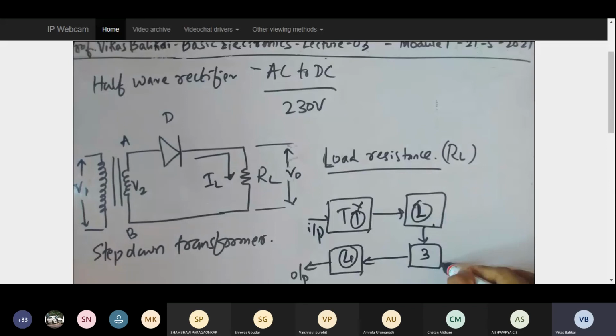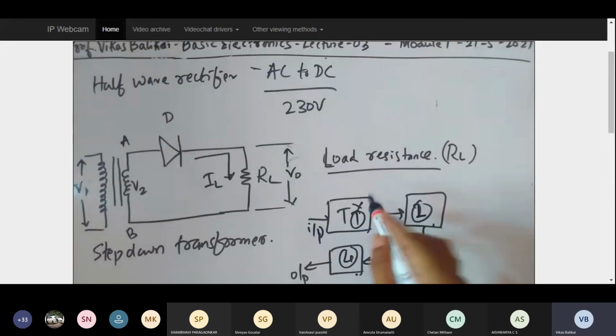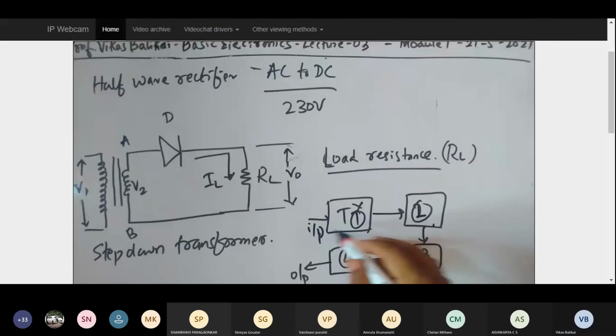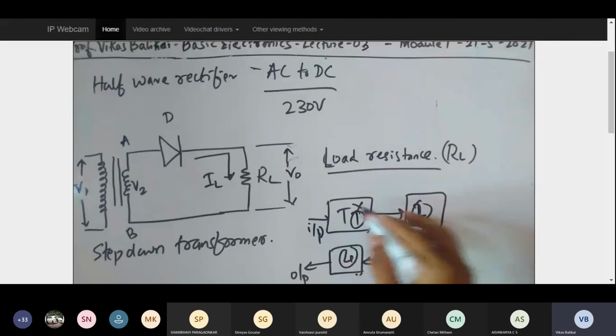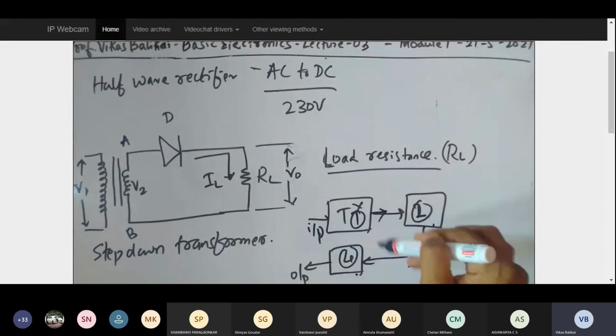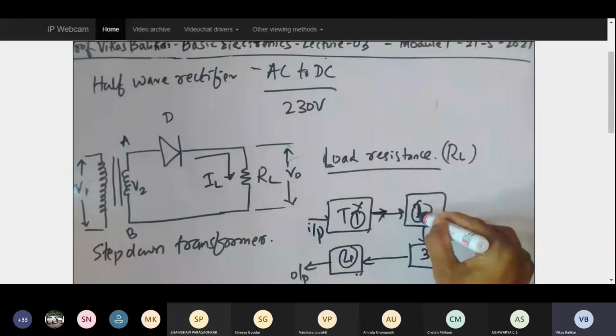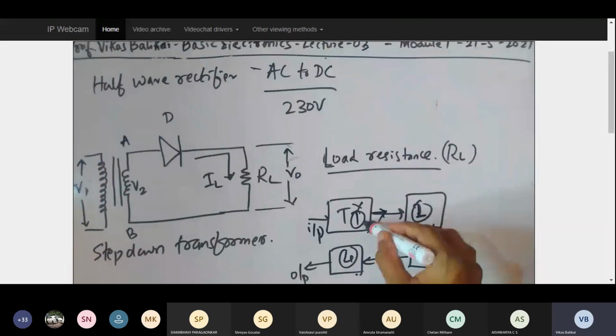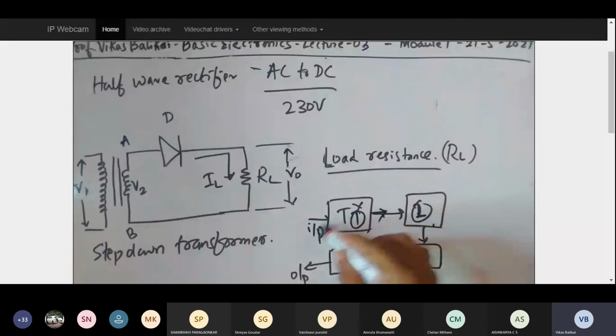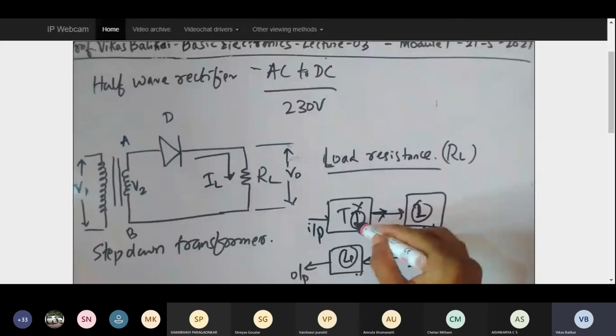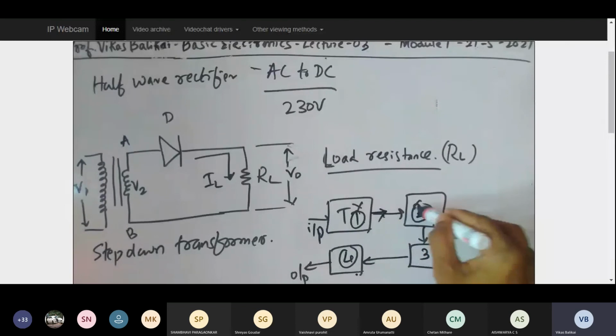Once I build block number 1, whatever may be inside, let's assume that it is a very complex block and I'm trying to build a lot of circuitry in block 1. After that, block 1 will throw its output. This output will be acting as input for block number 2, isn't it? Because block number 1 has its own input, and for block number 2, the output of block number 1 is acting as input.